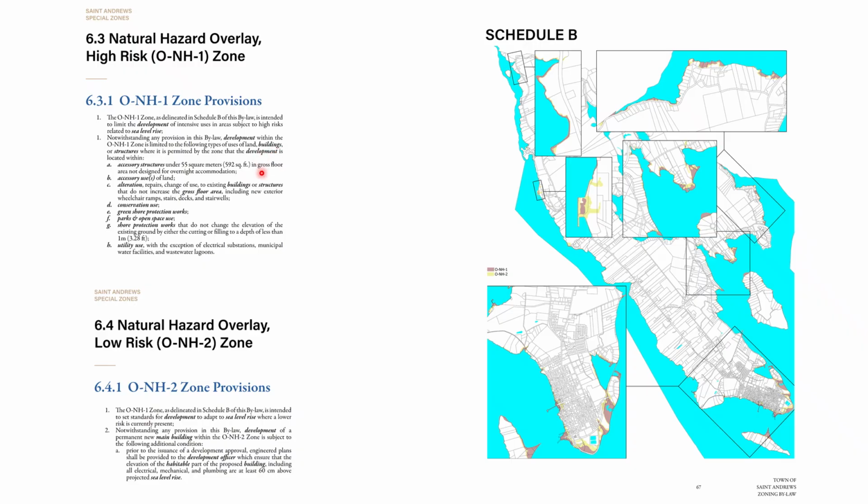And so really the only things that can be developed without amending the bylaw or variances are small accessory structures, accessory uses of land, alterations that are not expanding the building, conservation uses, and I guess this does, let's go back here. It does allow for wheelchair ramps, stairs, and decks. So those are fairly minor developments.